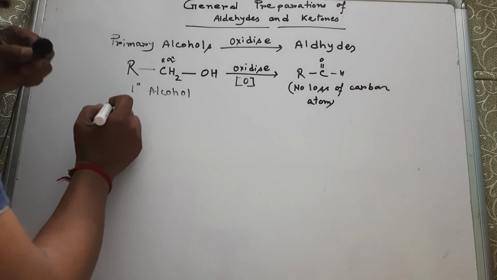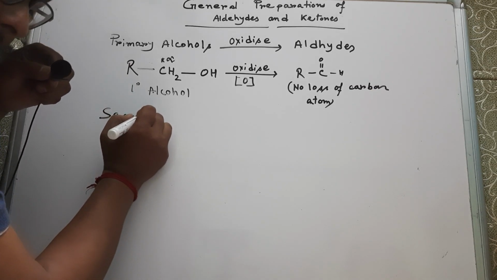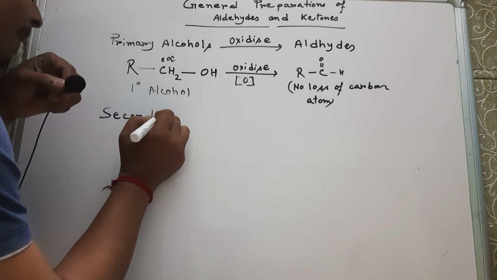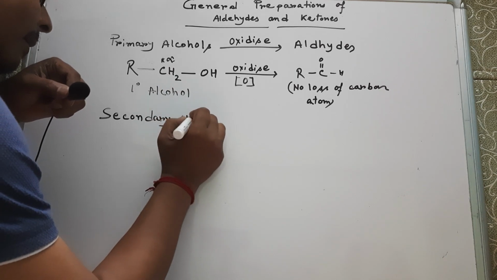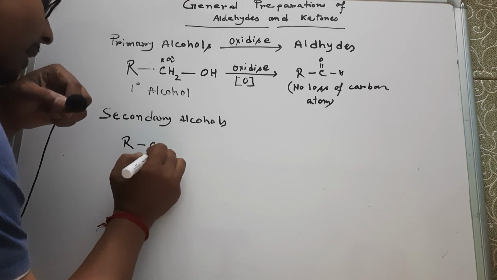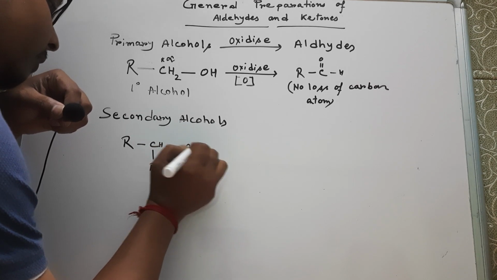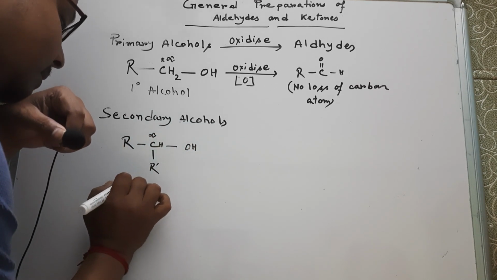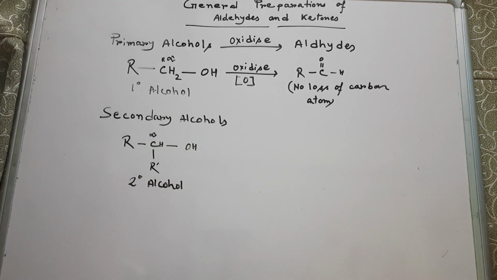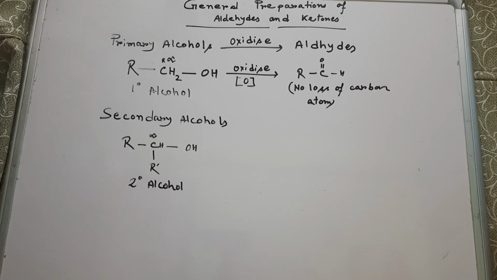And if you start the oxidation process from secondary alcohol, that is, two alkyl groups are attached with the alpha carbon atom. Secondary alcohol means 2 degree alcohol. That is, two alkyl groups are attached with the alpha carbon atom.